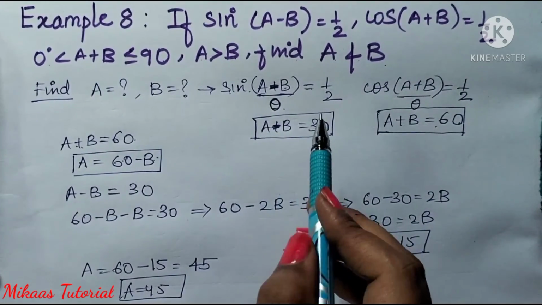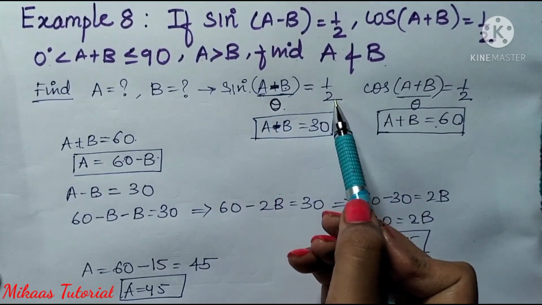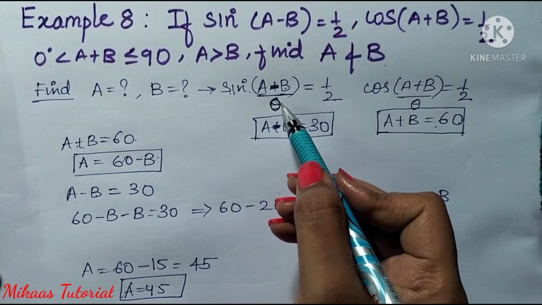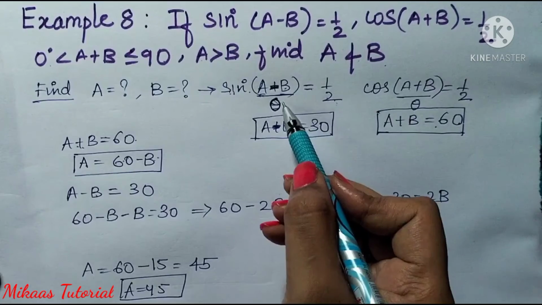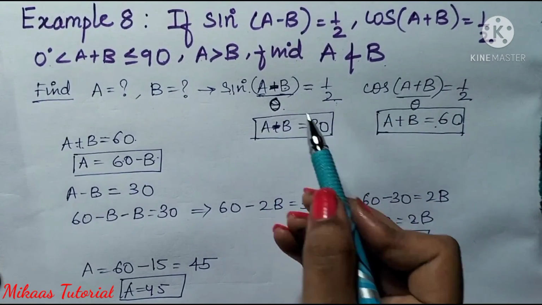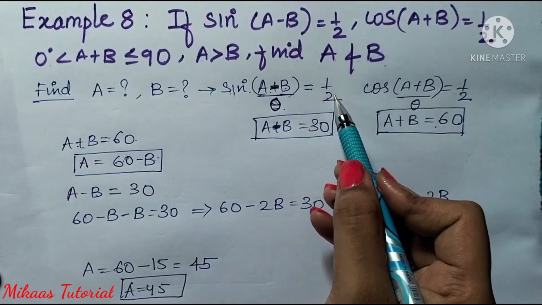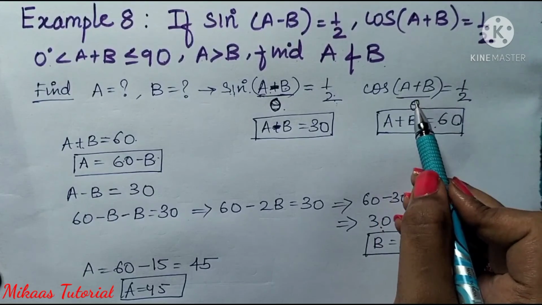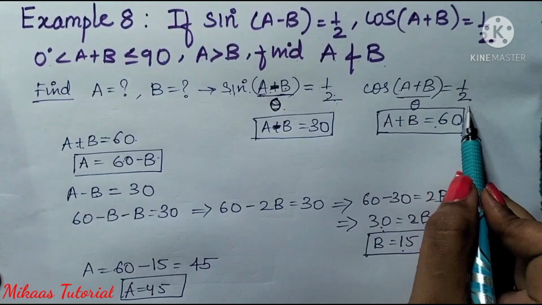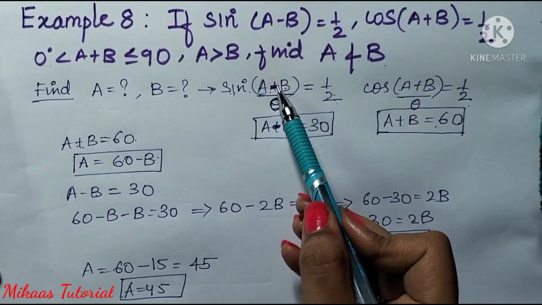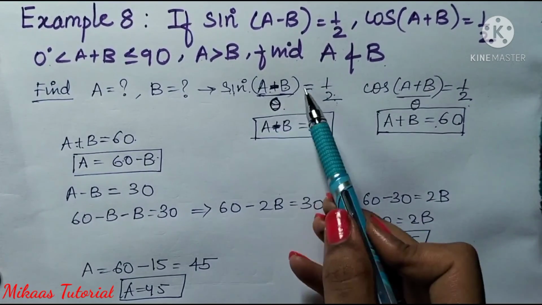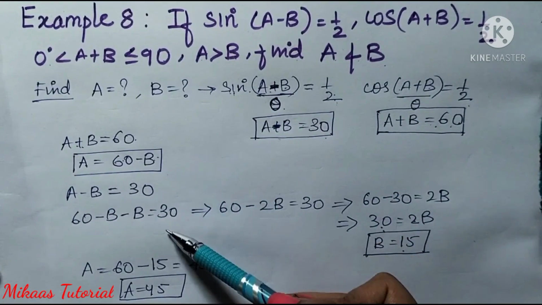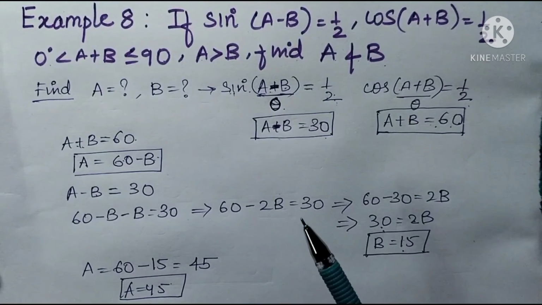I'll repeat it. It's a very simple question. Knowing sin(A minus B) is 1 by 2, consider this A minus B as theta. At what angle is the sine value 1 by 2? When theta is 30 degrees, we get 1 by 2. In the same way, at what angle will cos be 1 by 2? When theta is 60 degrees, we get the value 1 by 2. So, here theta is A minus B, and there theta is A plus B. So, A minus B is 30, A plus B is 60. Knowing these two equations, substitute the values and derive the A and B values.